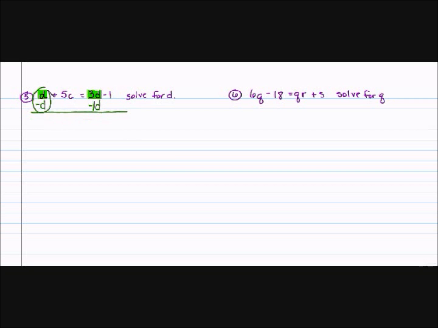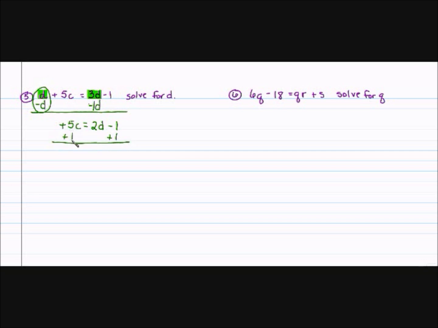Positive d and negative d equals 0. Plus 5c equals 3 minus 1 is 2d minus 1. Now, my d's not all alone yet. I still have a negative 1. So I have to move the 1 over to the other side. The opposite of negative 1 is positive 1.